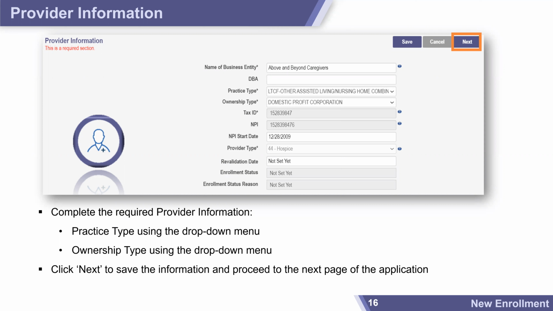Some of the information that's entered in previous pages does get carried over, so keep that in mind. Once you've got all of the information put in, whether that's the practice type or the ownership type, once you're done, you would just simply hit next, and that is going to take you over to the next page.